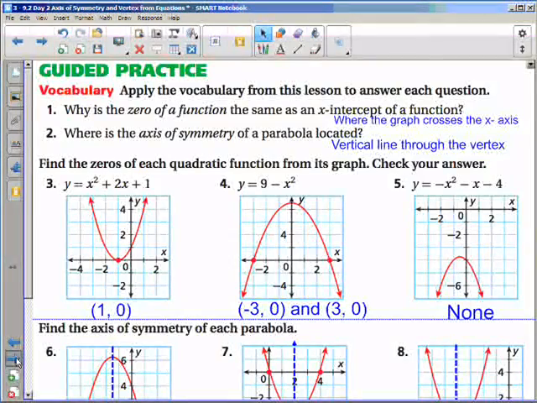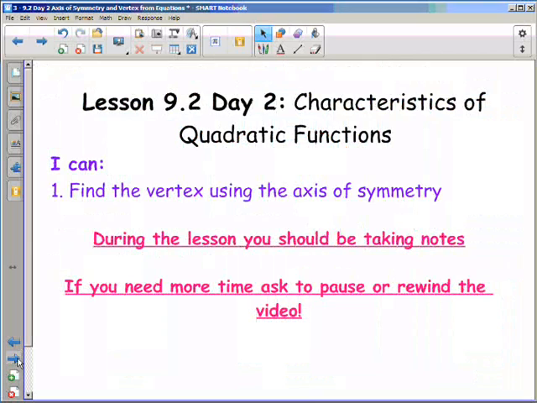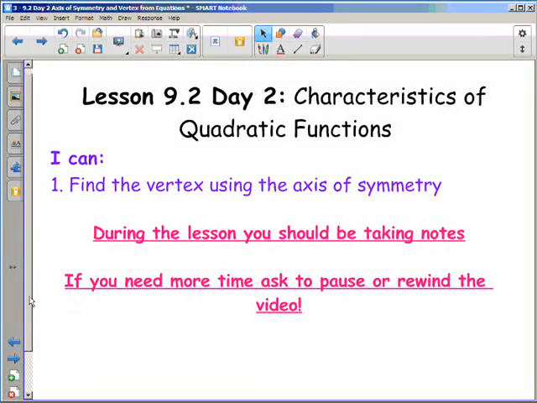So I hope that most of you did your homework. We'll check your answers tomorrow. They're right here, but we'll check them tomorrow. So in your notebooks, you should be writing lesson 9.2, day 2, and your goal is to find the vertex and axis of symmetry using the equation.